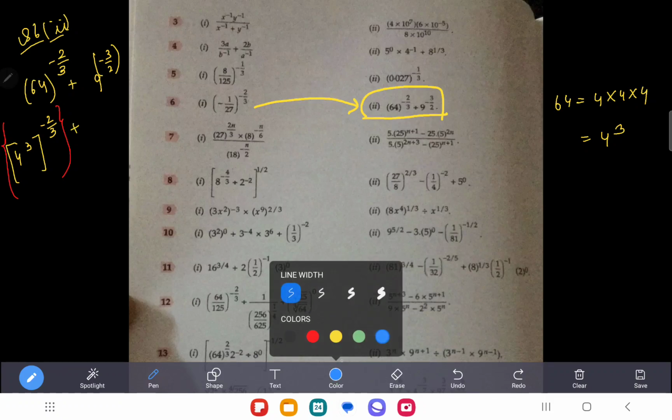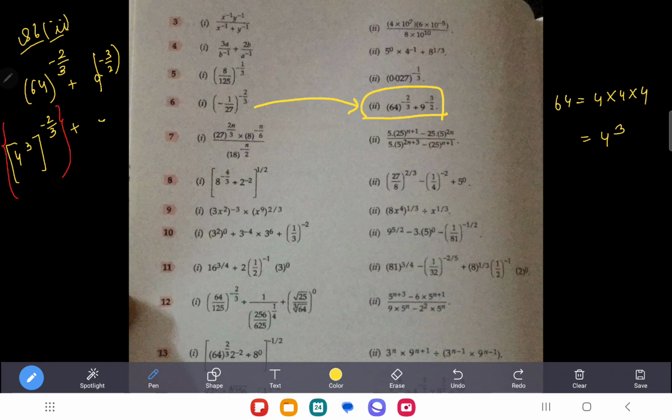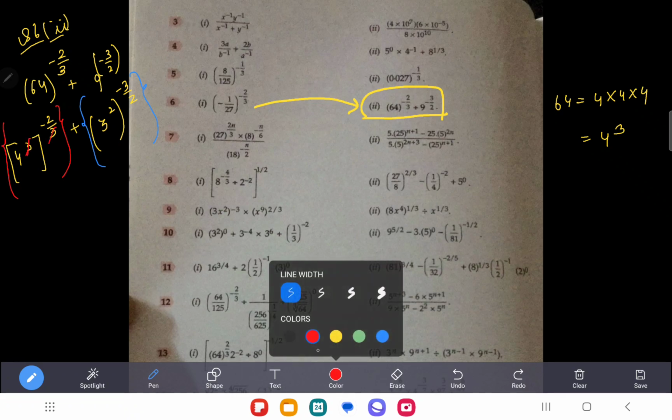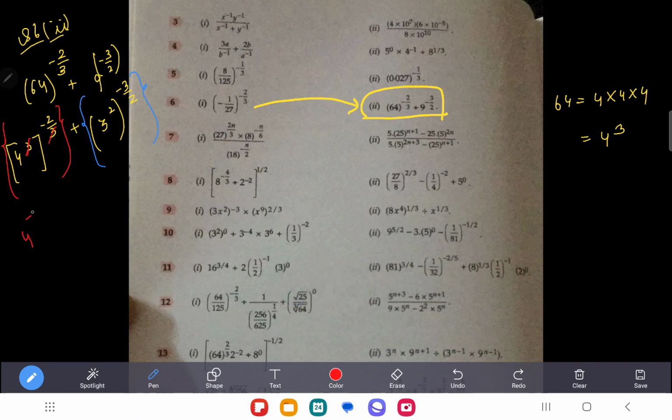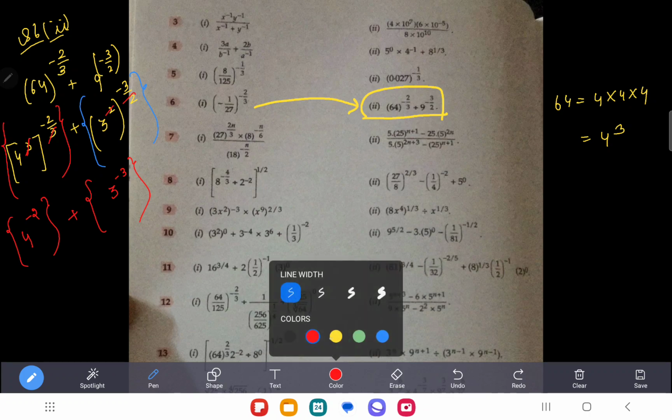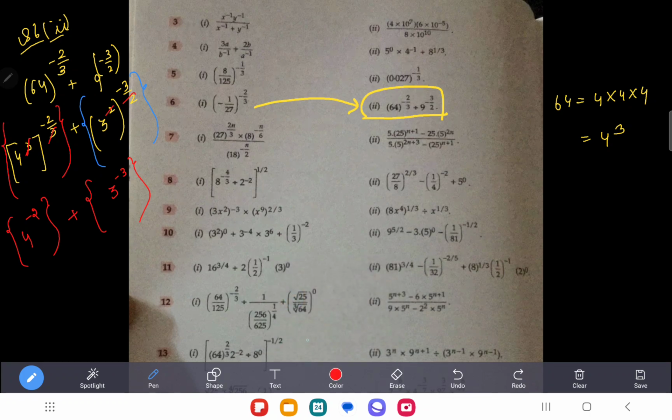The blue bracket is what? It says 9 is what? 3 square, raised to the power -3/2, this blue bracket. Yes or no? So do you understand that 3 cancels 3? So it becomes 4 raised to the power -2 plus 3 raised to the power -3. You understand?